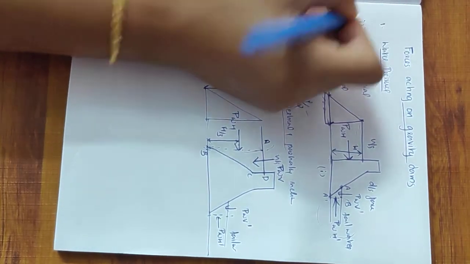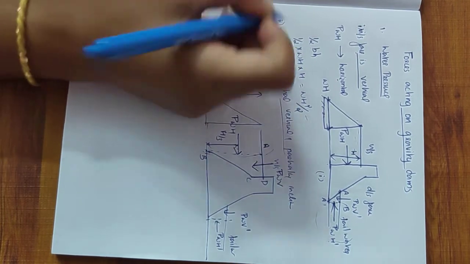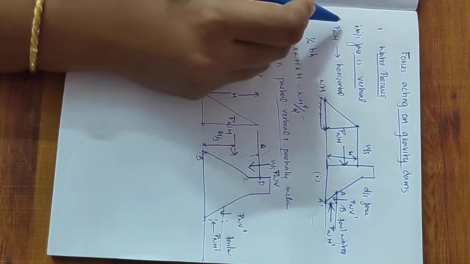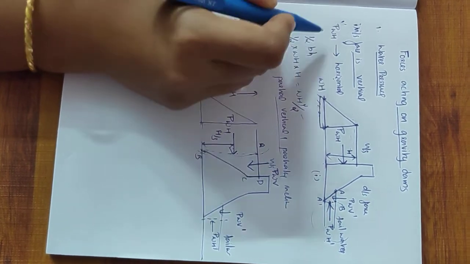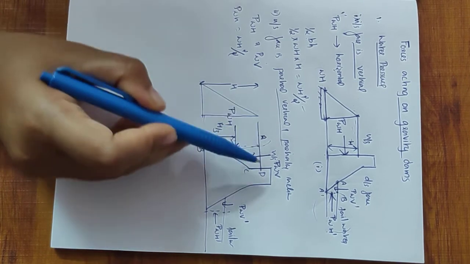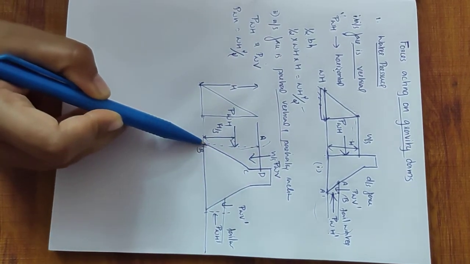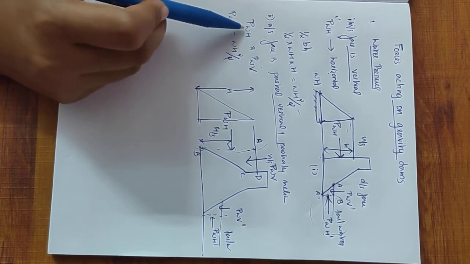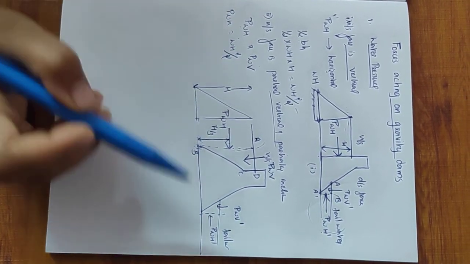It is the first we are discussing about the water pressure, and there are two cases. First case and this is the second case. First case, upstream face is truly vertical. In that case, water pressure will have only one component, that is horizontal water pressure. The upstream face is partially vertical and partially inclined. Then there will be two components of water pressure, PWH and PWV.